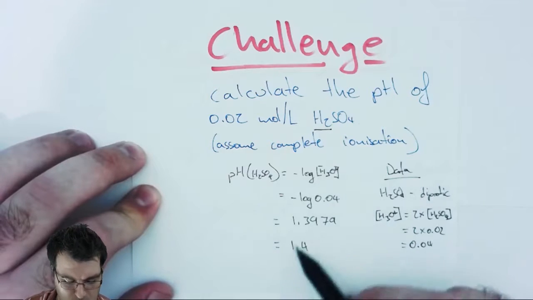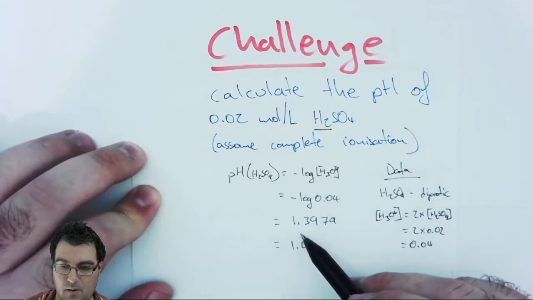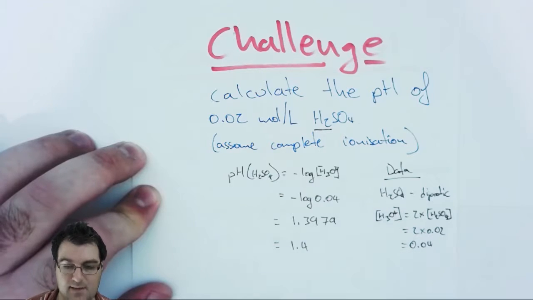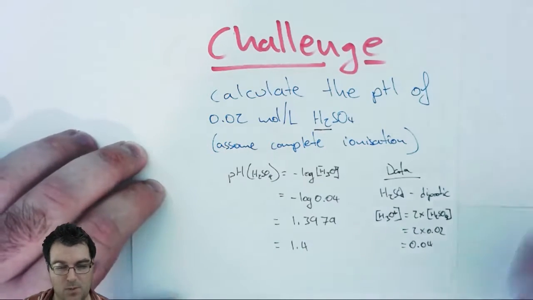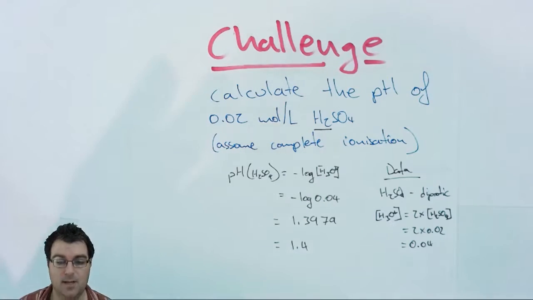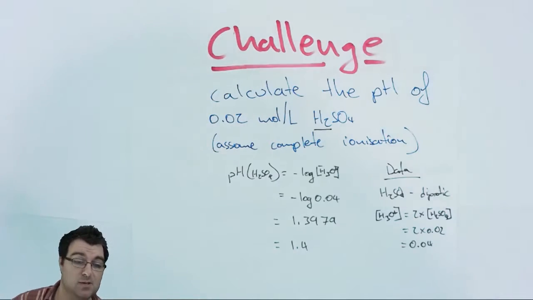calculation, which will give us a value of 1.3979, okay, which we can round down to 1.4 in terms of its pH. All right, so that's how you do these calculations. They're pretty straightforward overall. All right, now that's how you get to pH.